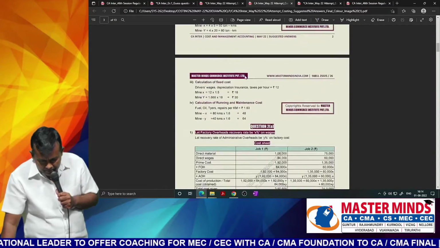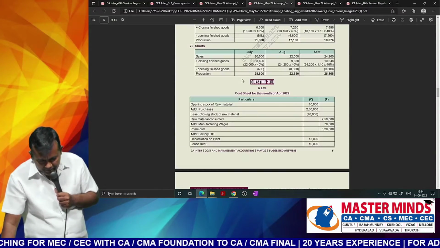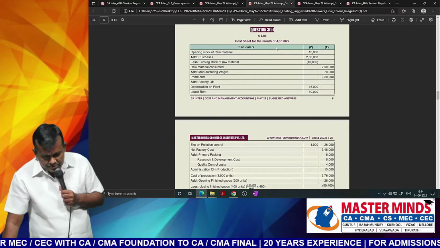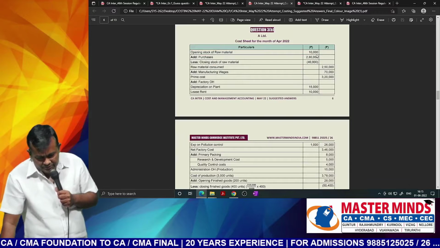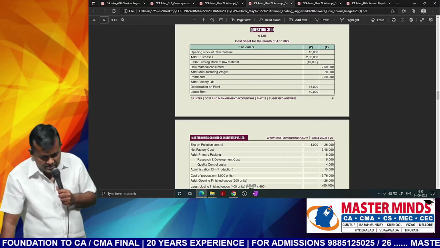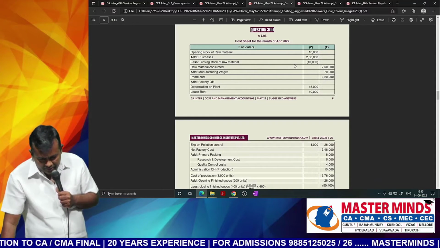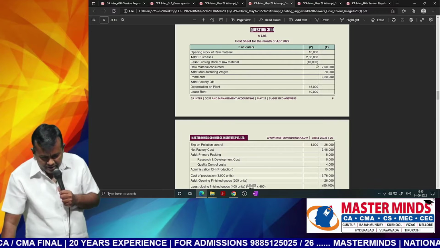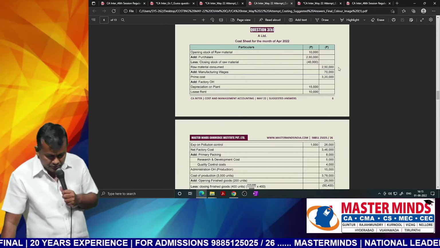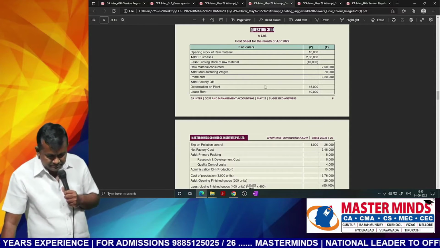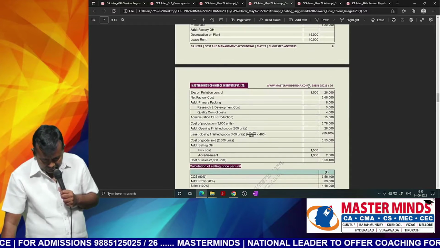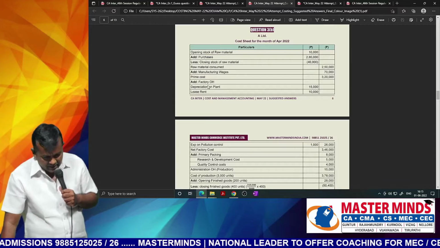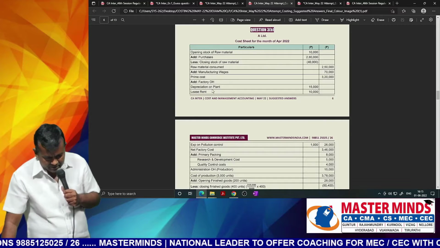So number 3B, am I right? Cost sheet for the month of April 2022, sir. Opening stock of raw material 10,000, purchase 2,80,000. Less closing stock of raw material 40,000. Raw material consumed 2,50,000. Next, prime cost 3,20,000. Next, gather the factory overheads, sir. Here factory overheads are gathering.